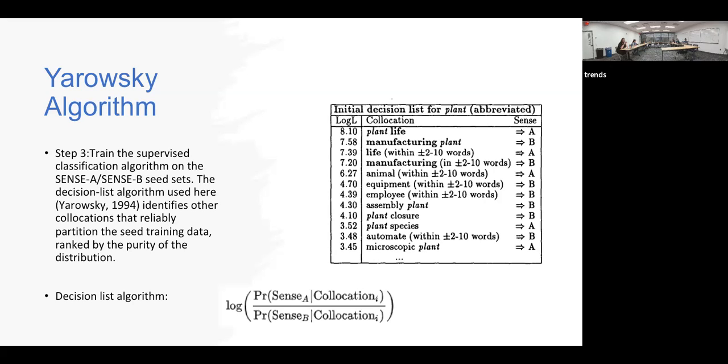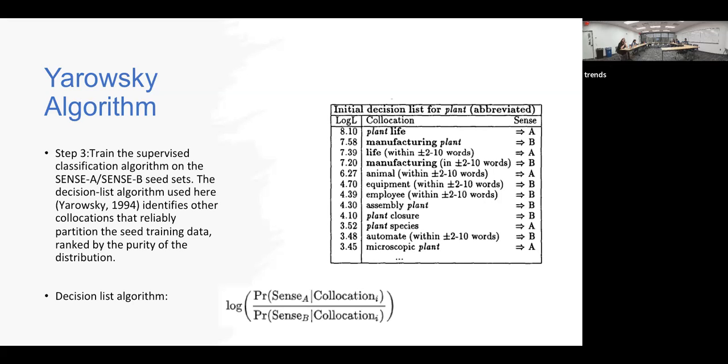A decision list algorithm is used to identify other reliable collocations. This training algorithm calculates the probability with this formula and ranks by the log likelihood ratio. Later, a smoothing algorithm will be used to avoid zeros, and the decision list algorithm resolves many problems in a large set of non-independent evidence sources by using only the most reliable piece of evidence rather than the whole matching collocation set.